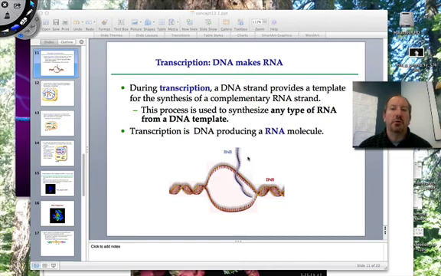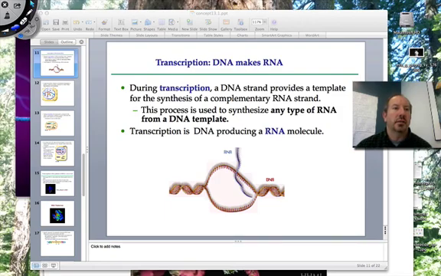But all of them are produced the same way, which means DNA opens up and RNA is produced just like this. Remember from the last lesson, RNA is a single-stranded polynucleotide, and it's very similar to DNA, except it has the sugar ribose and it has a new nitrogen base called uracil. And so let's just jump right into this process.